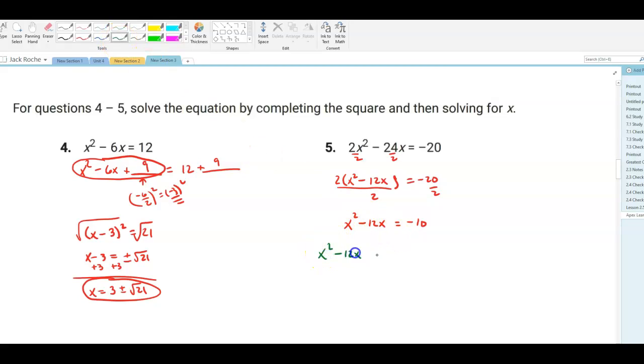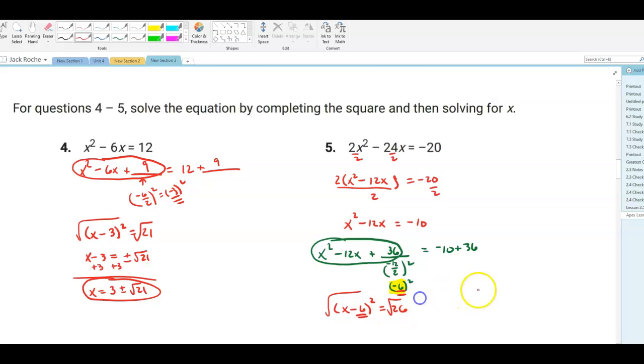X squared minus 12x plus, what am I going to add here? I'm going to take -12 divided by 2, square it. It's going to give me -6 squared, which is 36. If I add 36 to this side, I'm going to go ahead and add 36 to this side. Now this, again, right, if I look here, this is going to be a key number because now this factors out to be x minus 6, right? That minus 6 is this minus 6 all squared equals 26.